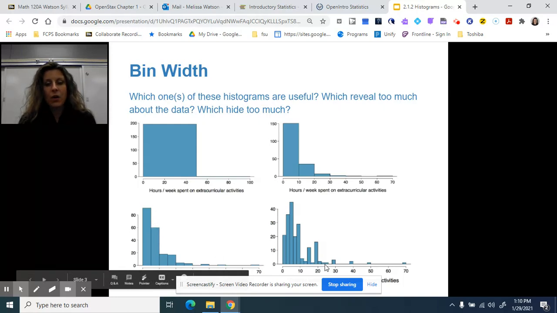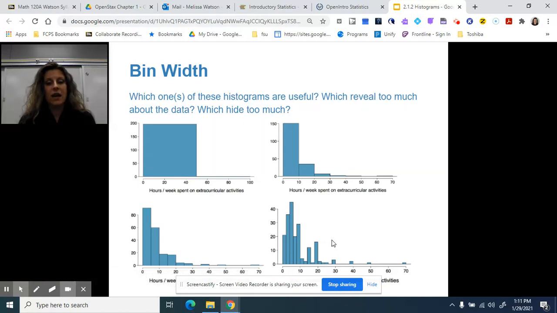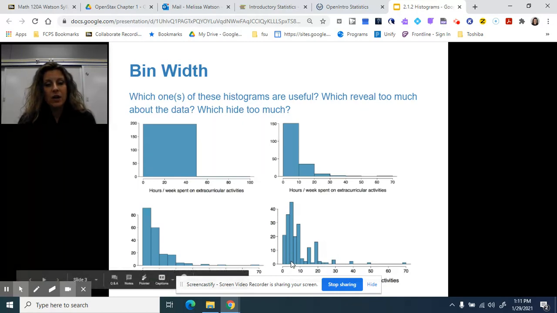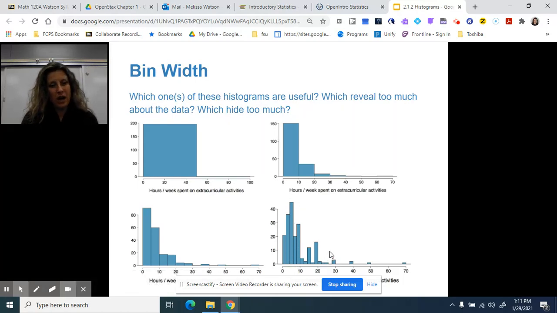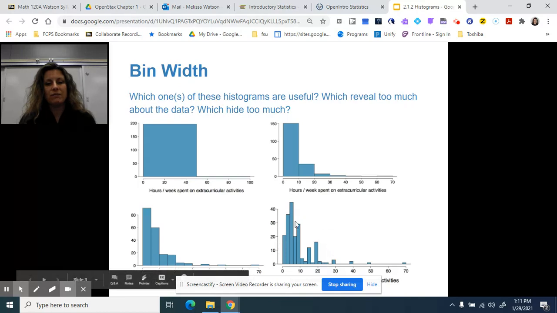And then this one, although we can see more of the data and which numbers are more frequent, it might split up the data a little bit too much. So this might be a little bit too descriptive. Those are just some examples of varying bin widths.